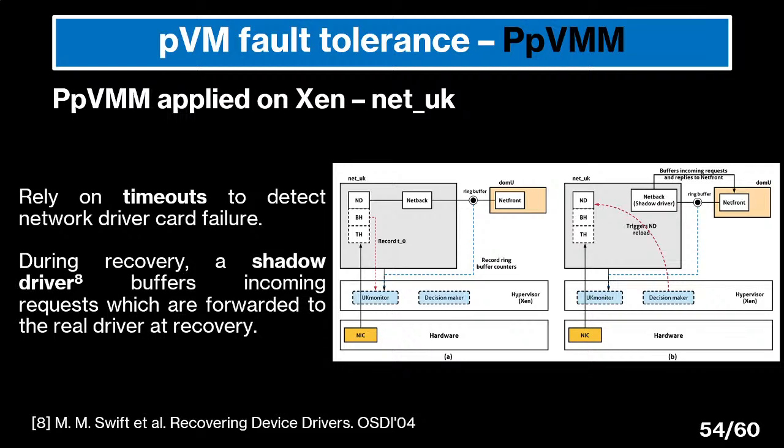network driver. However, in order to have a packet loss of 0%, we are going to instantiate a shadow driver, which is going to receive requests, so buffer incoming requests from the different virtual machines, and reply to them. And then when the network driver is ready to receive requests, the shadow driver is going to send the requests to the network driver for processing.